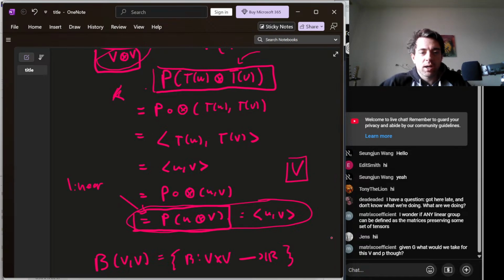P is a linear map because on the level of tensors, for example, alpha U tensor V is the same as U tensor alpha V.